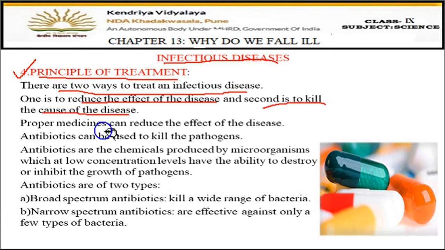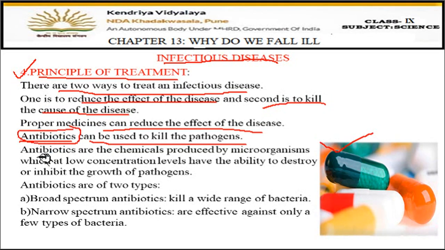Proper medicines can reduce the effect of the disease. If we take proper medicines related to that infectious disease, it can definitely reduce the effect of the disease. You can see many medicines here. Antibiotics, if taken, are very helpful to kill the pathogens. Pathogens can only be killed by antibiotics; other medicines can only reduce the effect. Suppose we take a painkiller: it will reduce the pain, but it will not kill the germs. Germs can only be killed using an antibiotic medicine.